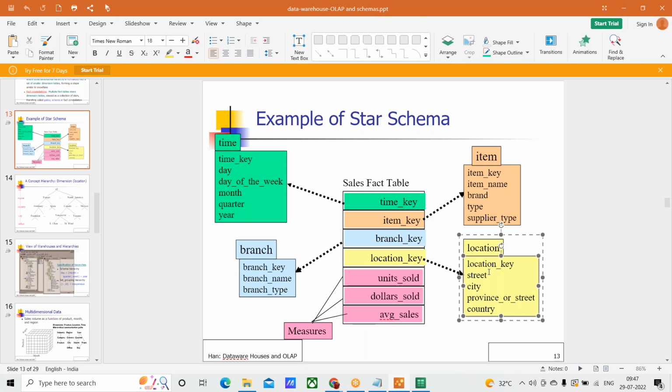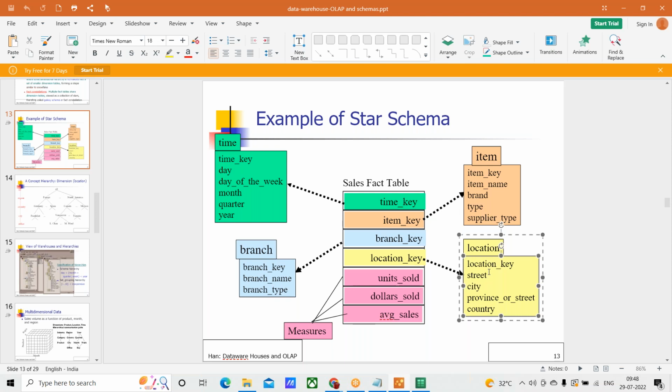Because otherwise, if you divide based on city, there are so many cities throughout the world. Even in India, we'll have so many cities. So in that way, this dimension will become big. If you want to divide further, you can. If you divide further, it will be like a Snowflake schema.